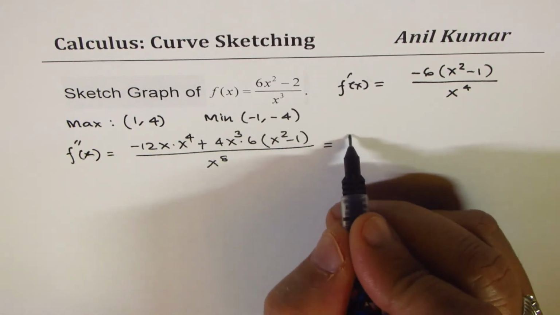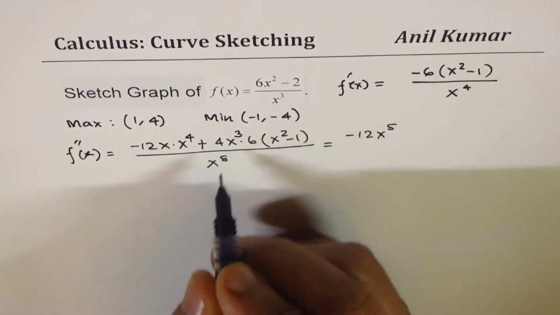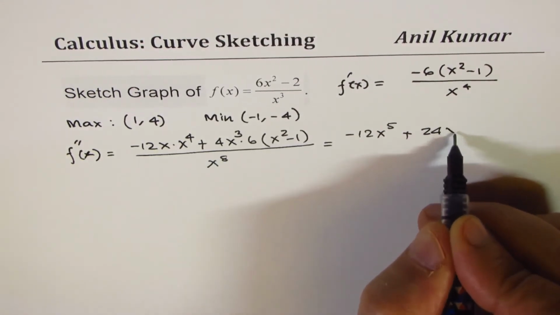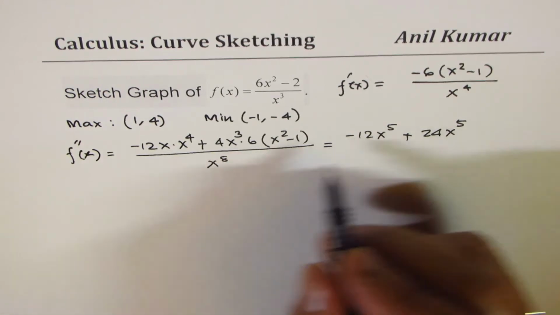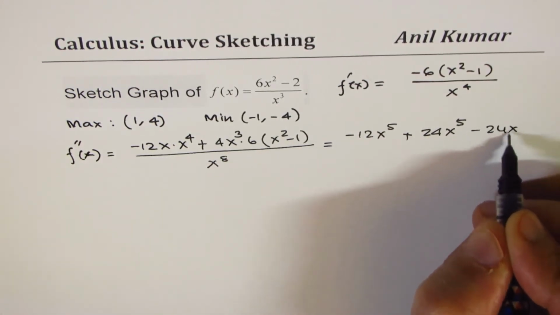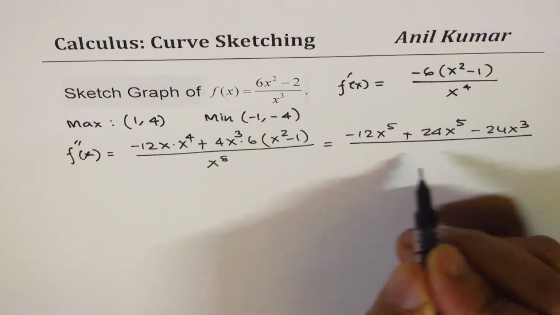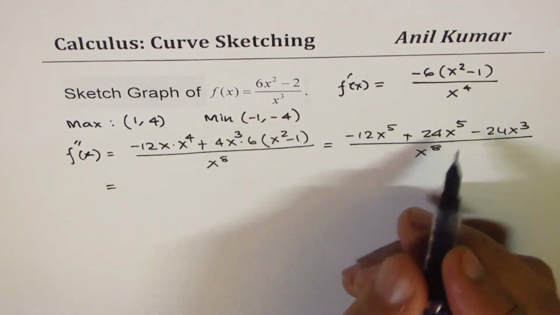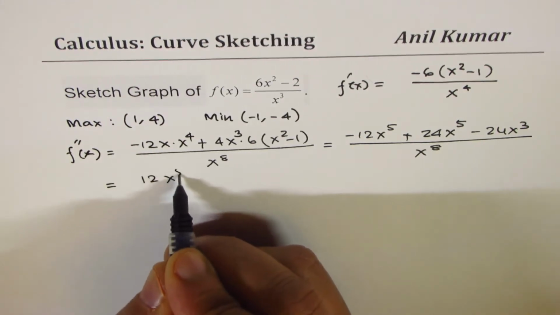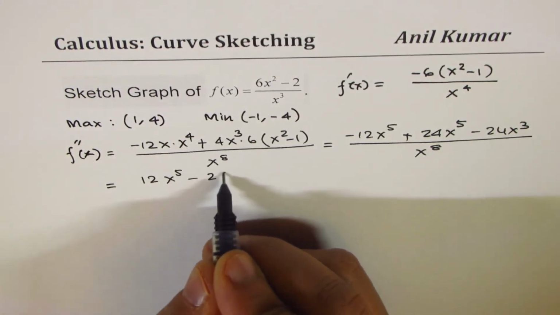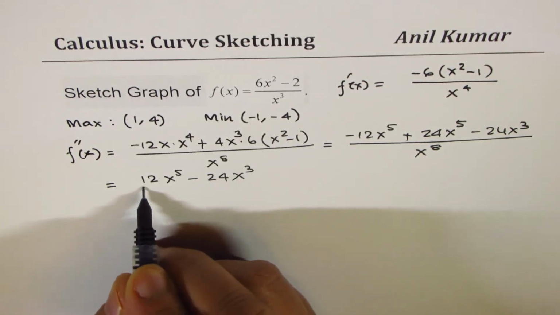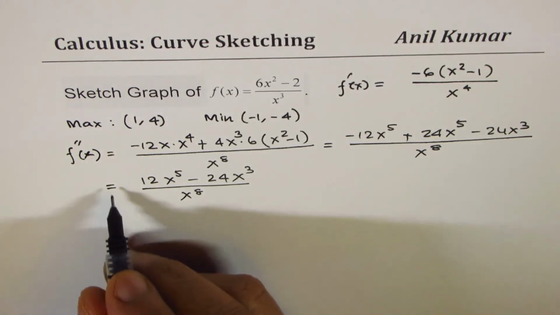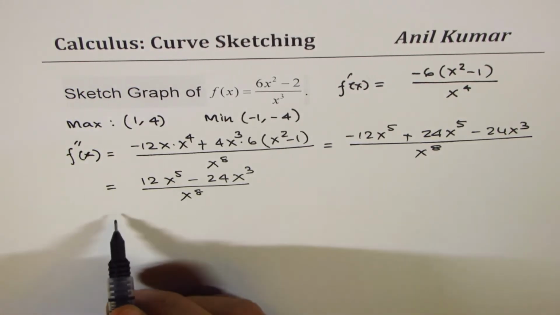Let's open this up. We have minus 12 x to the power of 5 plus 6 times 4, 24, x to the power of 5, and 24 x cubed divided by x to the power of 8. So that gives us 12x to the power of 5 minus 24 x cubed over x to the power of 8. And let me do it on this side. Here we'll sketch the graph.